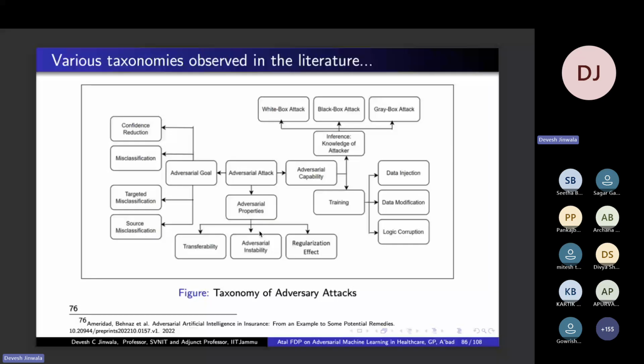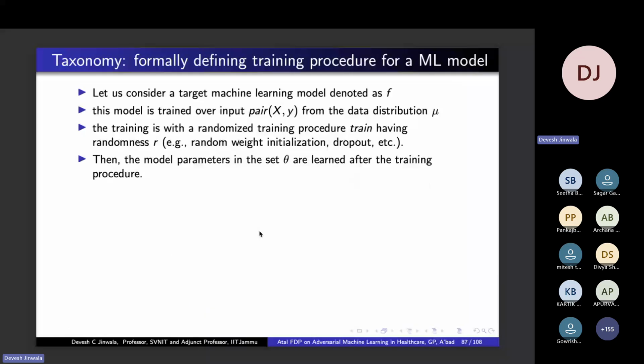There is a formal denotation of the attacks, but I'll not go into those.